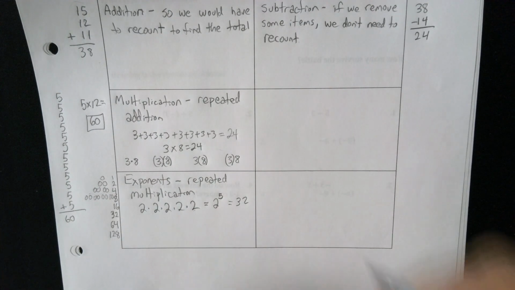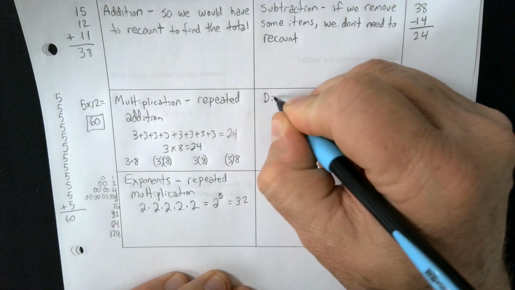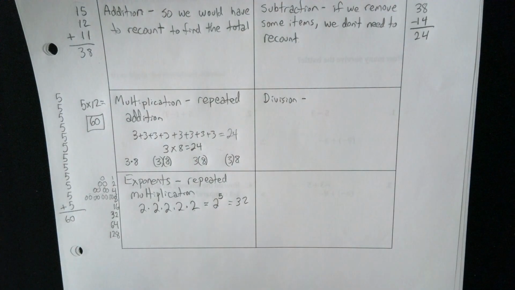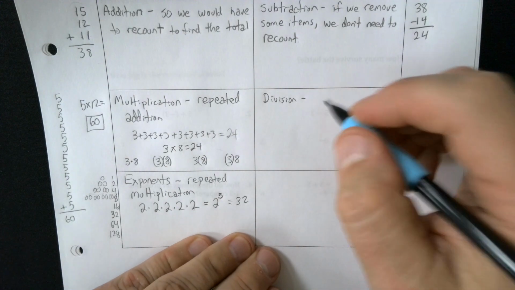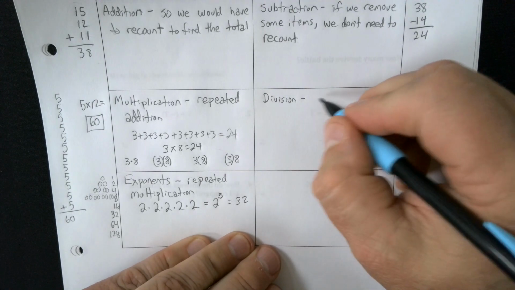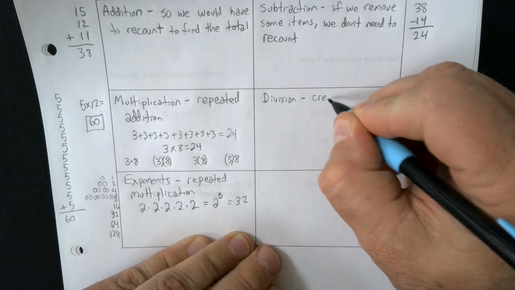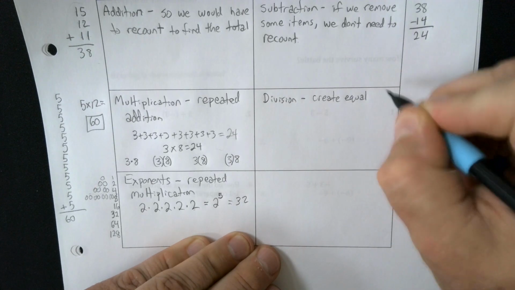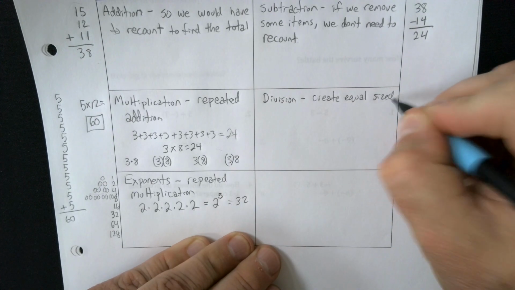All right, the last one I want to talk about is division. So division, this is when we have to take a value and divide it into equal groups. So I don't like using the word divide in the definition of division. So we want to create equal sized groups.